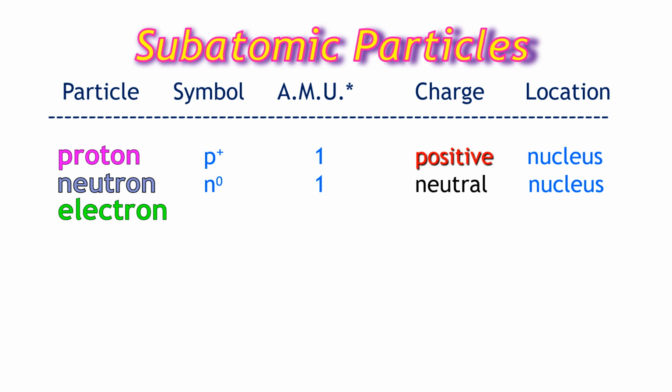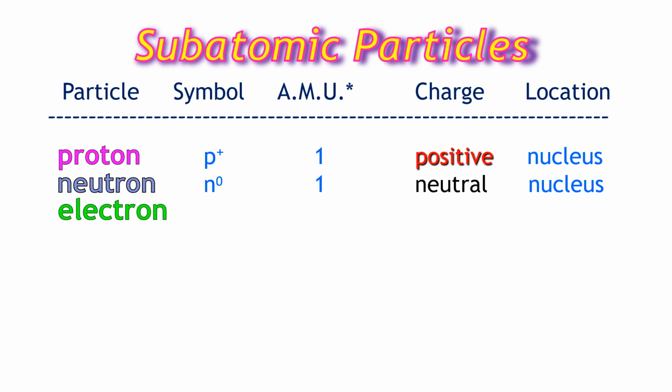But later on, you'll learn that the masses are slightly different, and the difference in mass can be useful in explaining things like nuclear reactions. But today, we're just going to treat them like they're both the same in terms of their mass. One's positive, one's neutral, and they're both found in the nucleus.